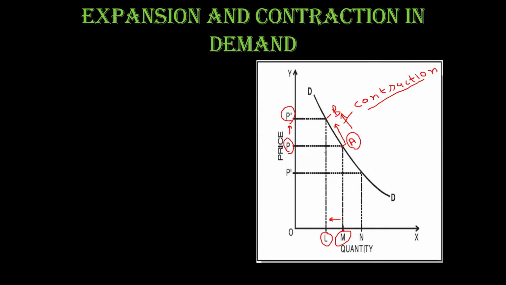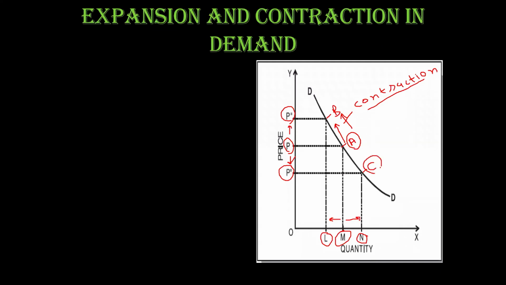Now let us take another thing. When the price of the product decreased, the price decreased from OP to OP dash. Now you know it very well. When the price of the product decreases, quantity demanded increases. Quantity demanded has become ON. Now let us connect these two lines. These lines are connected at this particular point. We name it point C.